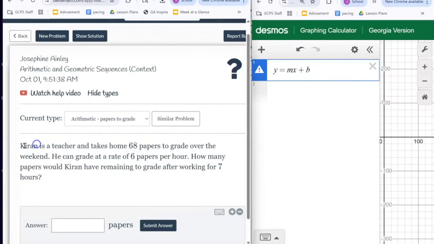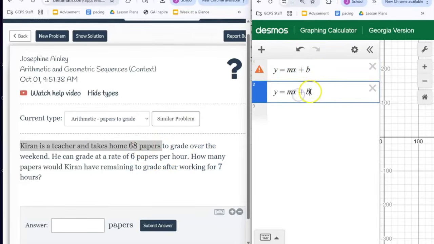All right, so Karen is a teacher. She takes home 68 papers. So is 68 my slope, the thing that keeps happening, or is 68 what I start with, the thing that happens one time? It happens one time. She takes home 68 papers. So my function is going to be here is 68, my y-intercept.